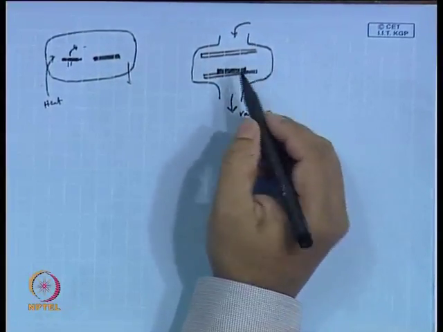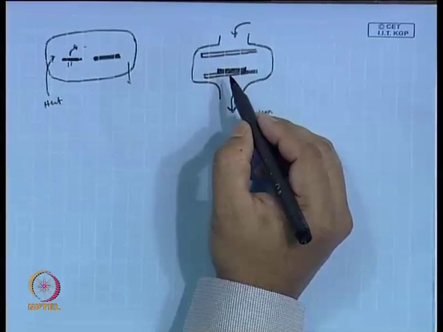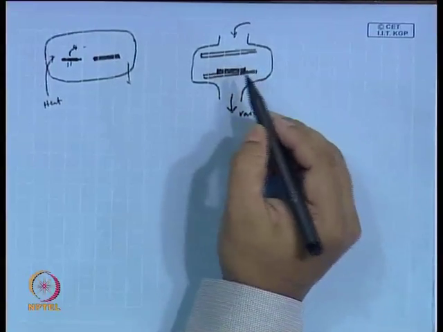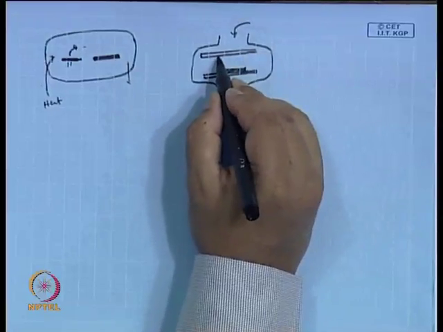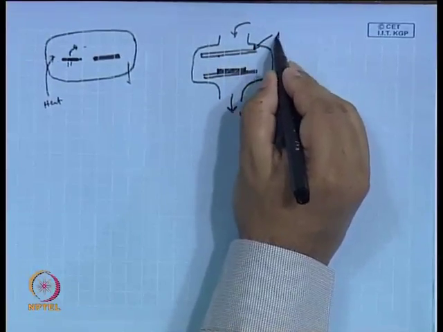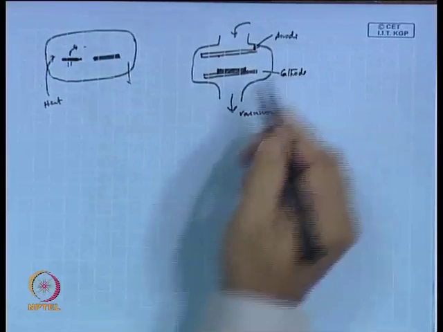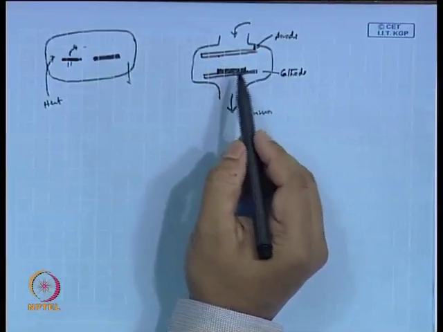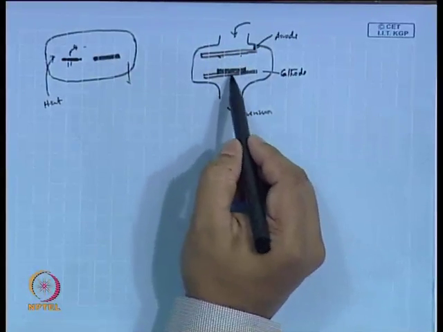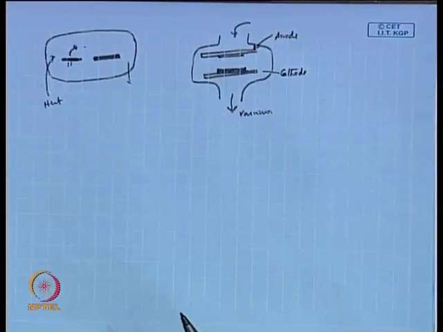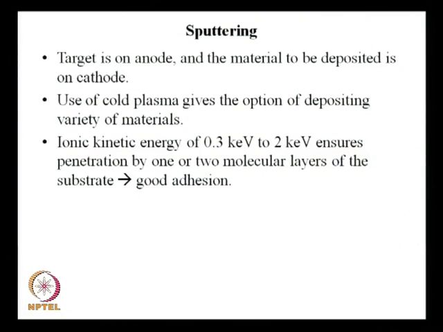Here in this case you are keeping the target on anode and the material to be deposited is on cathode. So, your target is on anode, this is the anode and this is the cathode. So, target is the substrate on which you want to make the deposit, target is on anode and the material to be deposited, that is on cathode. Use of cold plasma gives the option of depositing variety of material. So, you are creating a plasma inside. So, you do not need to rely on the temperature to get this deposition done. So, this allows deposition of variety of materials.